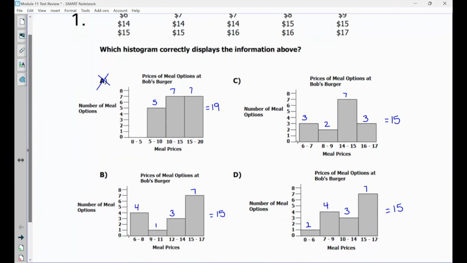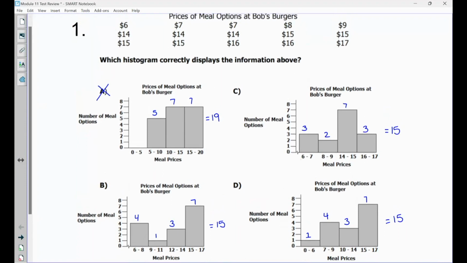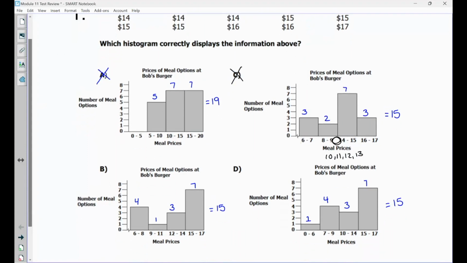Next we're going to look at, well, from 6 to 7, 8 to 9, 14 to 15, 16 to 17. Oh, there's a couple numbers missing here. We're missing 10, 11, 12, and 13. And even though from our data we don't have any numbers between 10 to 13, it doesn't mean that in your histogram you can exclude the numbers. So we can eliminate our next answer.